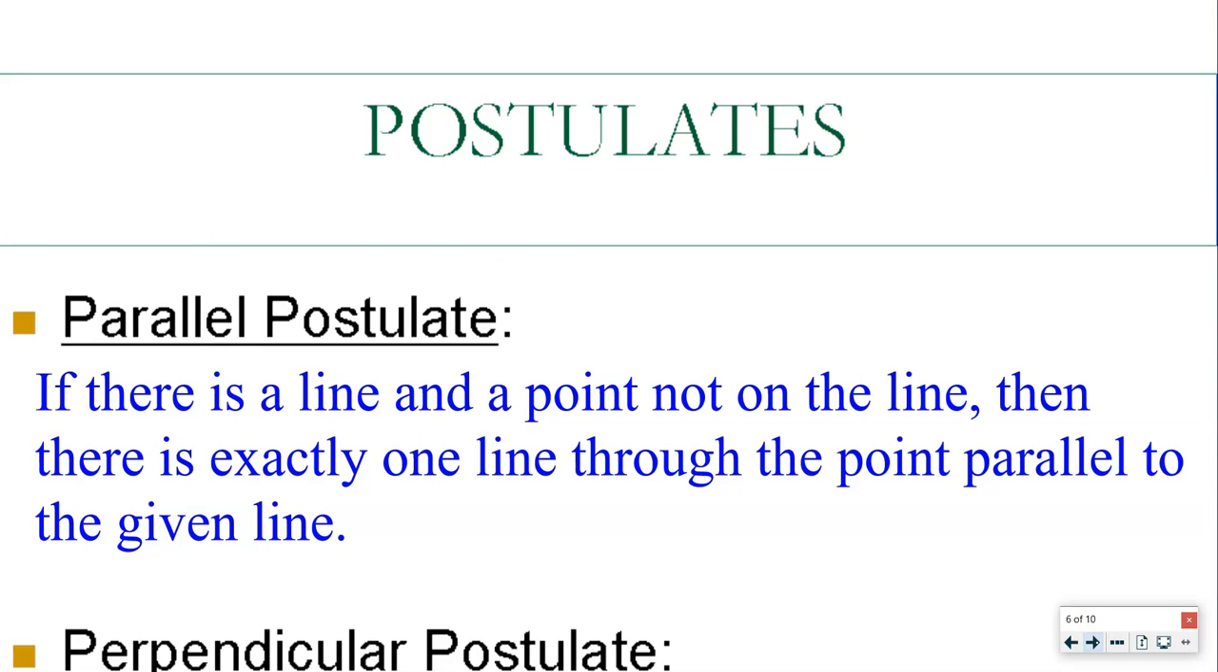So some postulates here. We have the parallel postulate. It states if there is a line and a point not on the line, then there is exactly one line through the point parallel to the given line. So if we have a line and a point not on that line, there's exactly one line going through that point that's going to make it parallel to the given line. So there's only one possible parallel line through that point.